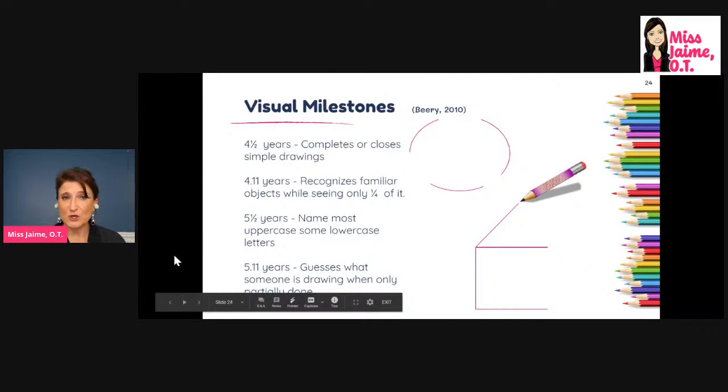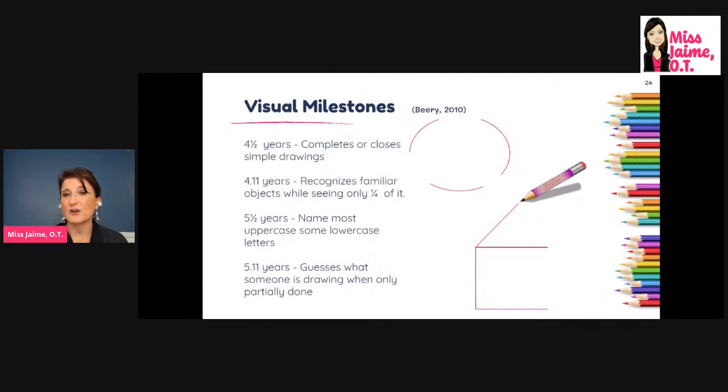For visual milestones, I just want to go over some of the things that our kids developmentally are supposed to be able to do. And the reason I keep highlighting that developmentally is because very often our curriculum does not match what our children are developmentally able to do.